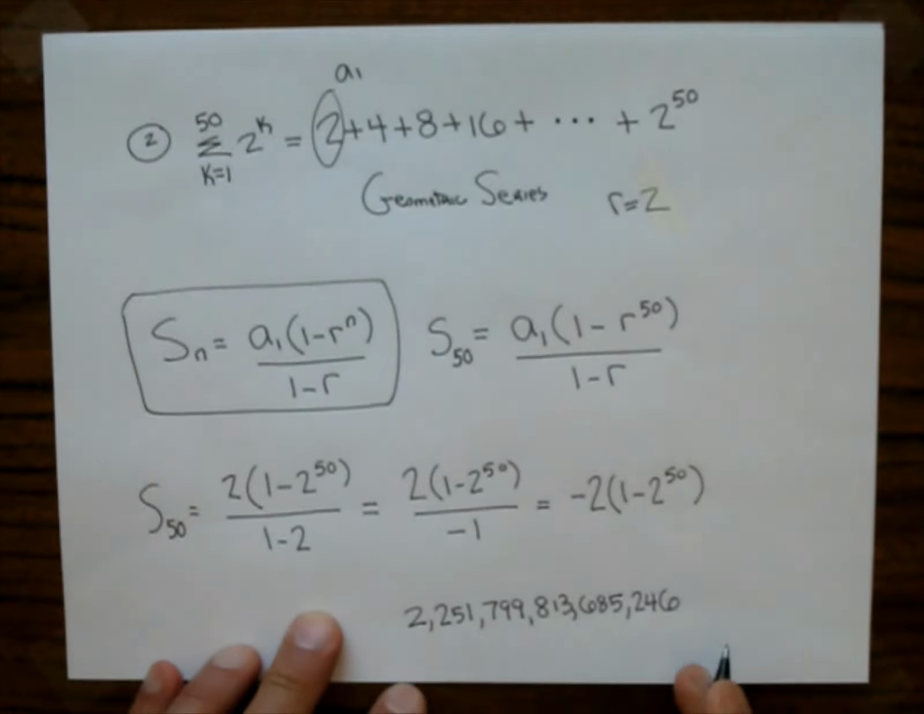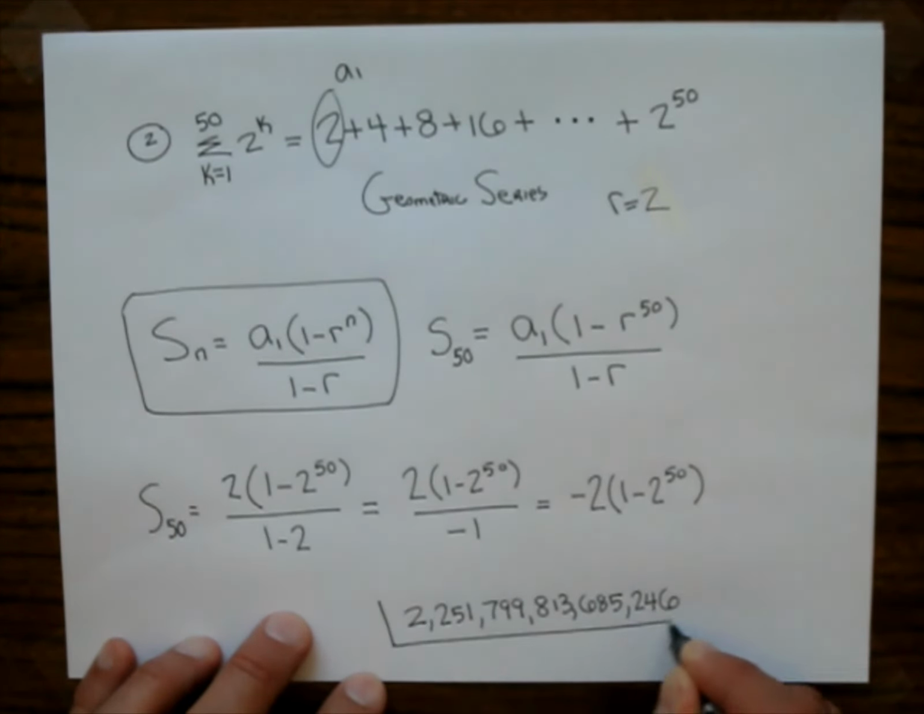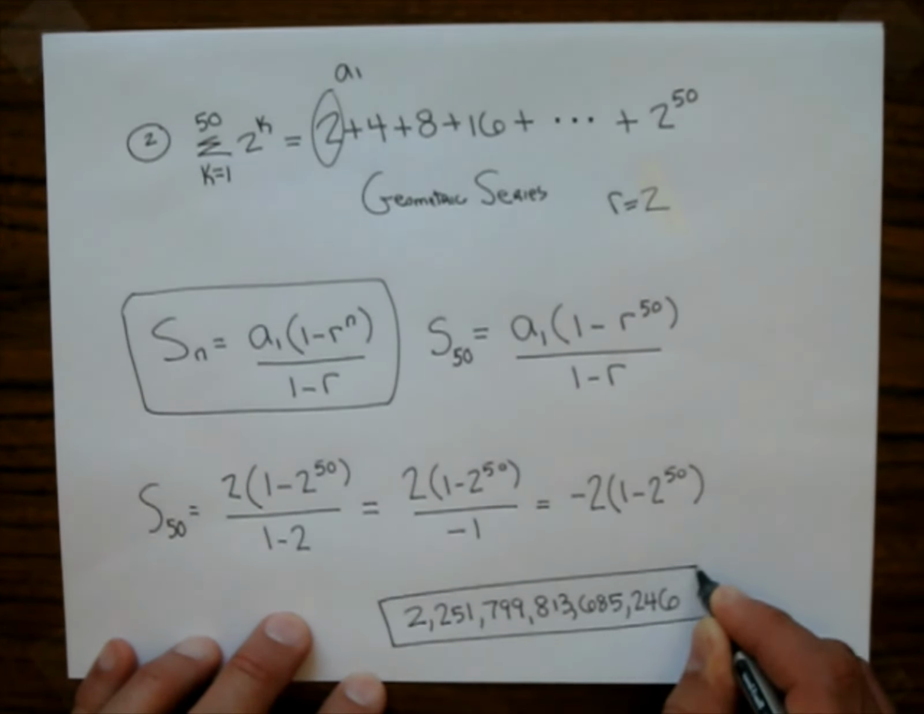So do we even know how to say this number? There's your hundreds right there, and thousands, and millions, and billions, and trillions, and quadrillions. This is 2 quadrillion, and we're not going to say the number, but there is the answer.